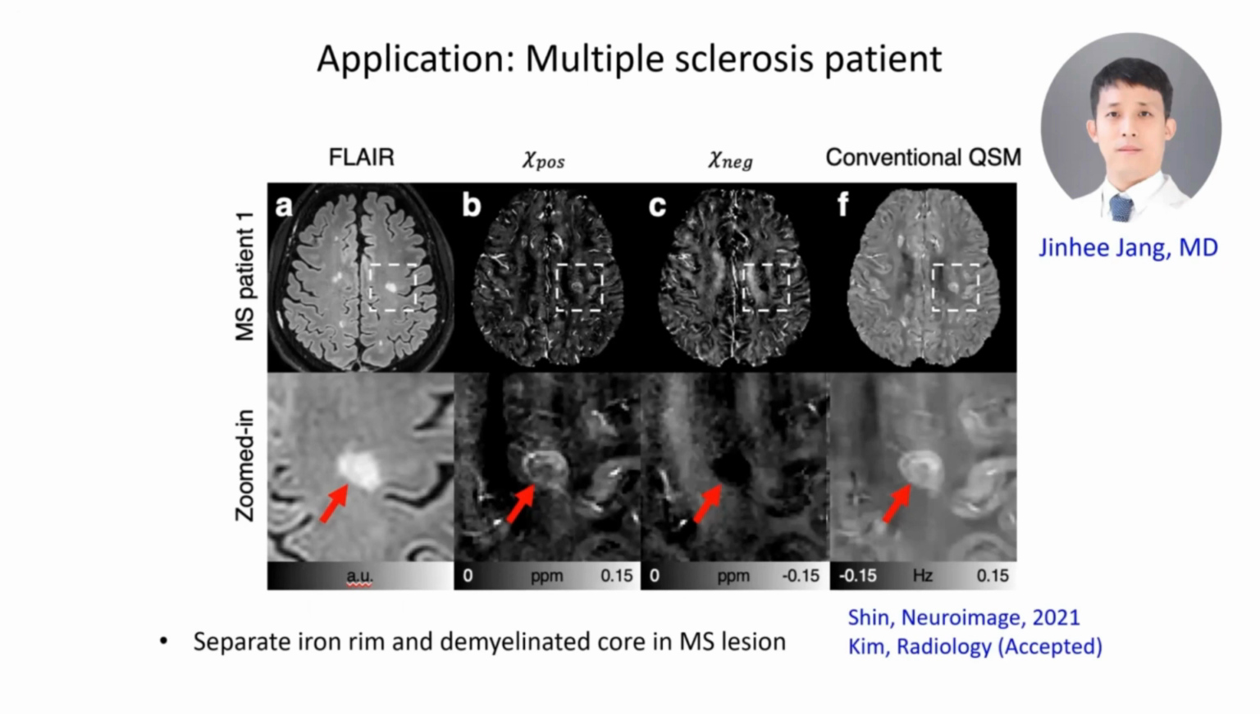Another one, first, the clinical study that we did was this MS patient study, where you can identify this iron rim lesion with a demyelinated MS core. That was another very easy target to see the result.